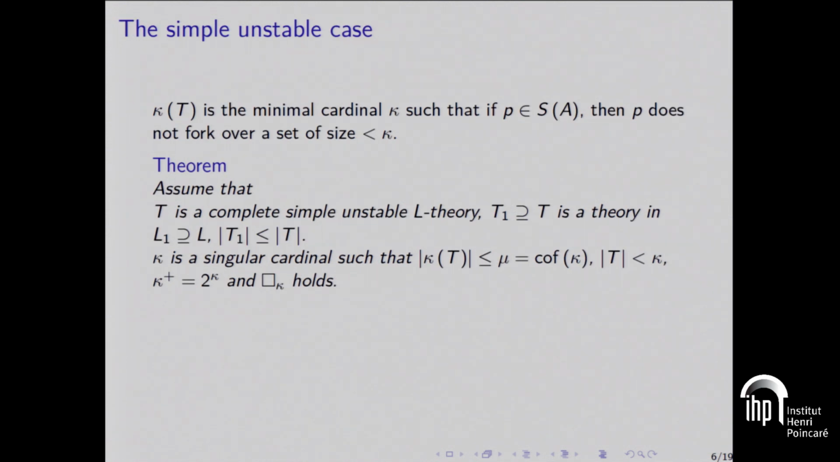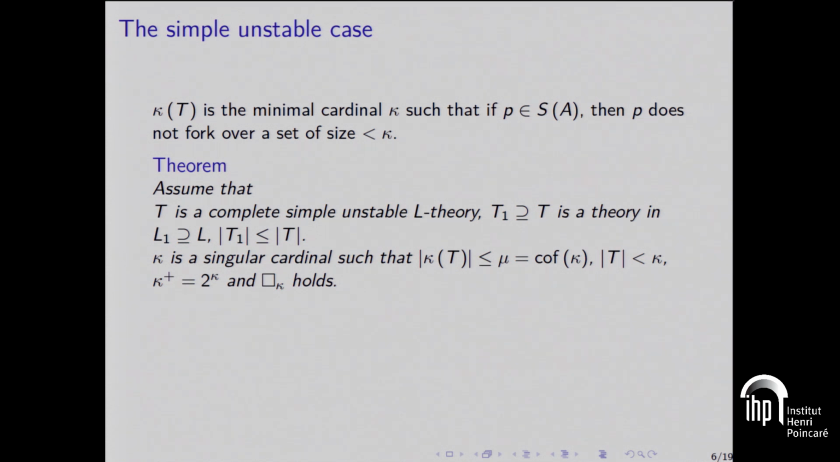So yeah, I can finally state a theorem. Definition: kappa of T, I just remind you, is the minimal cardinal kappa such that if p is any type, then it doesn't fork over a set of size less than kappa. Okay? So now let's assume the following. T is a complete simple unstable theory, and T1 is any extension of T. And kappa is a singular cardinal with some assumptions.